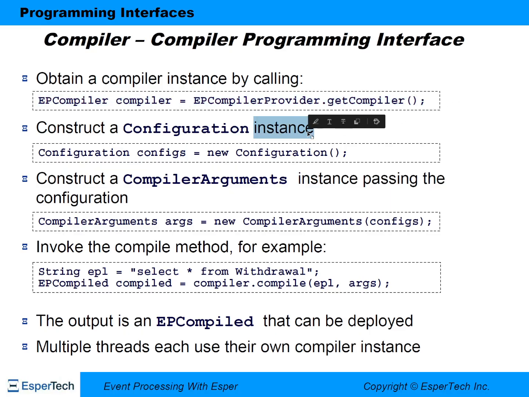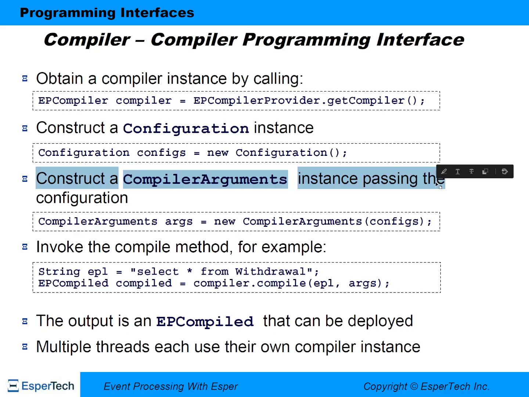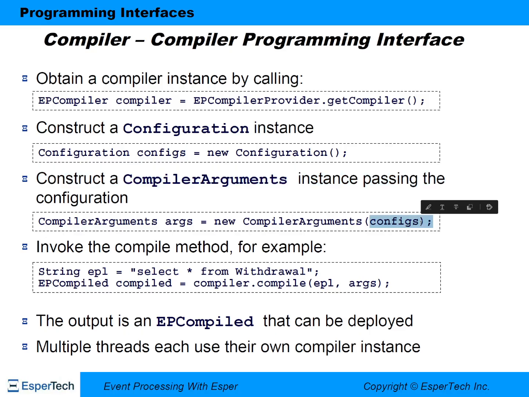The second step instantiates a new configuration object. The code could also get an existing configuration object from a runtime or by loading it from a file with one of the Configuration class's configure methods. Configuration configs = new Configuration(). The third step instantiates a CompilerArguments object passing the configuration. CompilerArguments args = new CompilerArguments(configs).